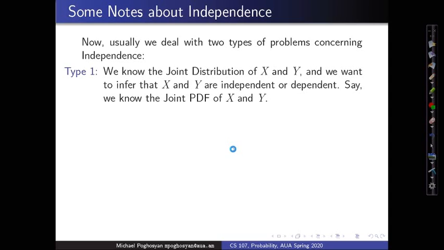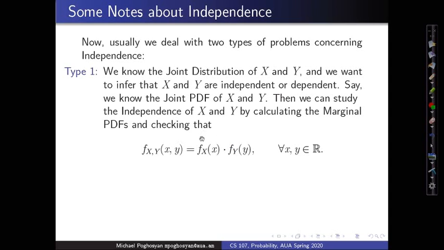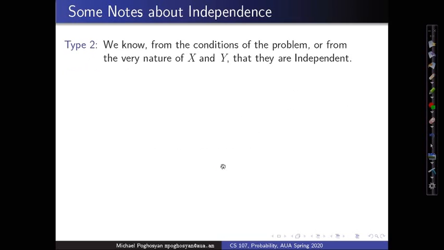So what are we doing? We are doing the following. We have the joint PDF, then we know how to calculate the marginal PDF for x and the marginal PDF for y, and we are checking if this condition is true for any x and y. If this is true, then we have independence. Otherwise, we do not have independence.